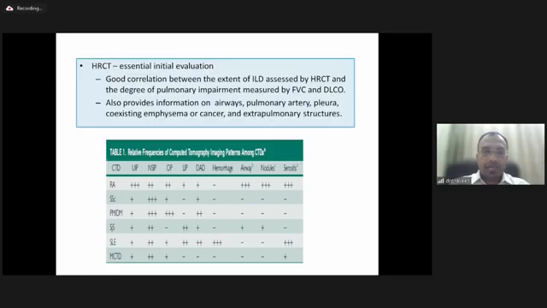So, said and done, the diagnostic investigation of choice for an ILD, we all know, is an HRCT, and Sir has already elaborated on that, so I won't be going into it. There is a good correlation between the extent of ILD as assessed by HRCT and as assessed by FVC and DLCO. And even for that matter, with a lung biopsy, there is a good correlation between what they see in the lung biopsy and the HRCT. That is the reason why HRCT is the gold standard. And of course, we can see the other areas of the lung or any other extrapulmonary structures that are involved.